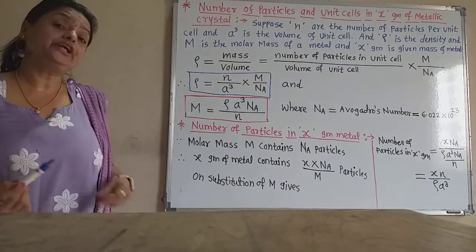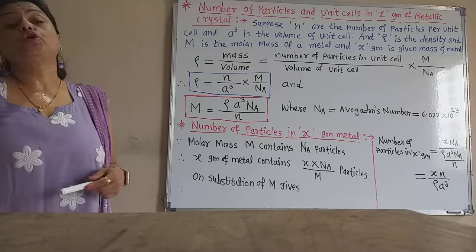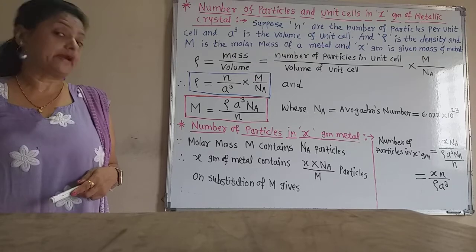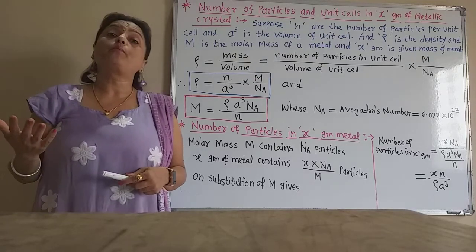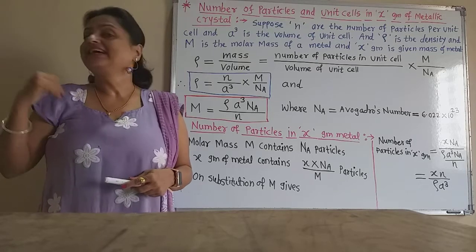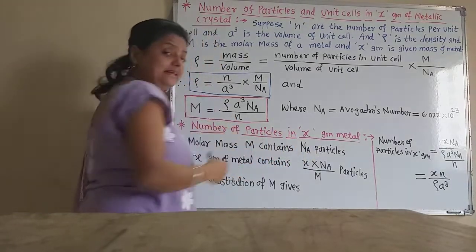This is what we learned in the 11th standard. That is, molar mass corresponds to the Avogadro's number of particles. The mass of Avogadro's number of particles is the molar mass of that element. So molar mass M contains Na particles.